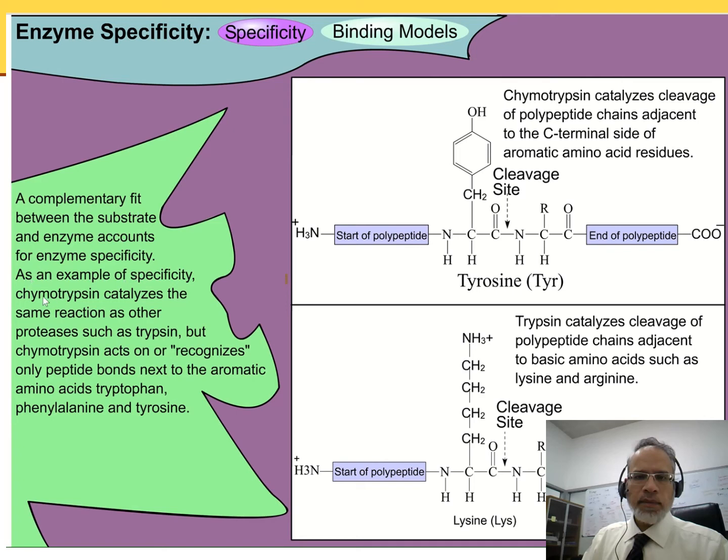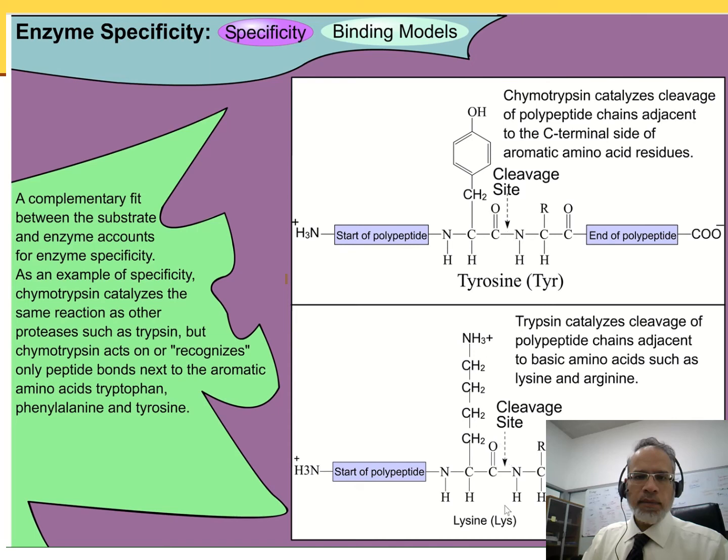As an example, we know that chymotrypsin catalyzes the same reaction as other proteases like trypsin. So trypsin and chymotrypsin, and there are many other proteases, they all catalyze the same reaction, which is breaking this peptide bond. This is the C double bond O, NH peptide bond. However, what they're saying is that chymotrypsin recognizes only peptide bonds next to aromatic amino acids. So if you have an aromatic amino acid at the C-terminal side of the peptide bond, that's what chymotrypsin cuts.